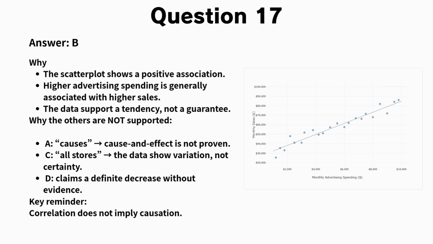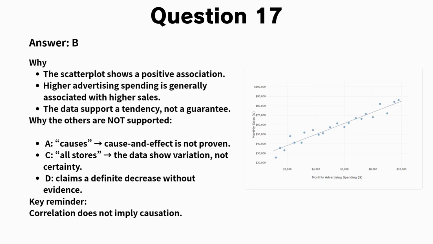The correct answer is B. Stores that spend more on advertising tend to have higher sales. The scatter plot shows a clear positive association. As advertising spending increases along the x-axis, monthly sales generally increase along the y-axis. The upward trend of the data points supports this relationship.